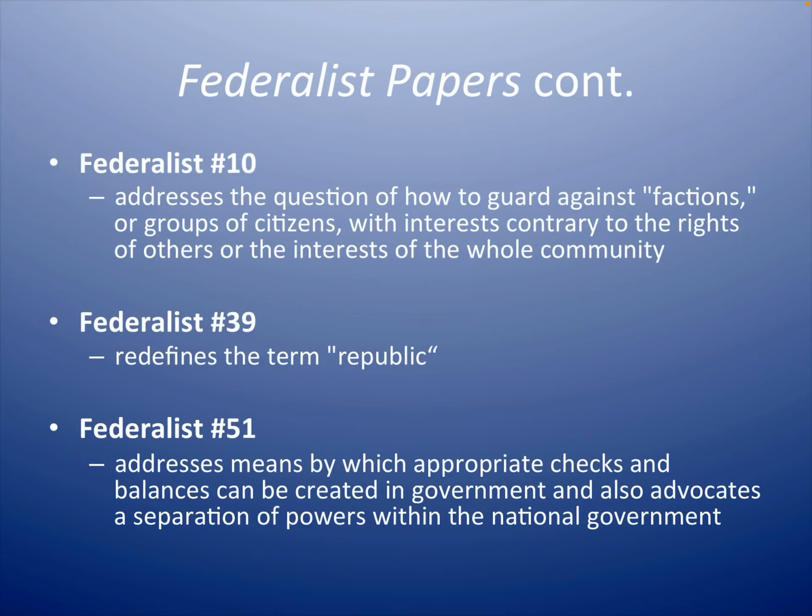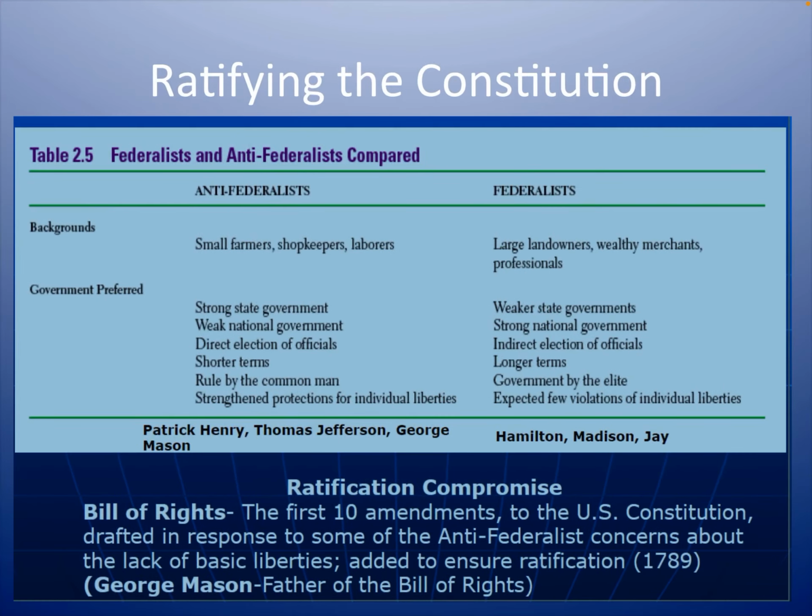Federalist number 39 is going to define the term republic in an American sense. Federalist 51 is going to address the idea of checks and balances and separation of powers within the government. And ultimately, they're going to try to convince people to ratify this Constitution.